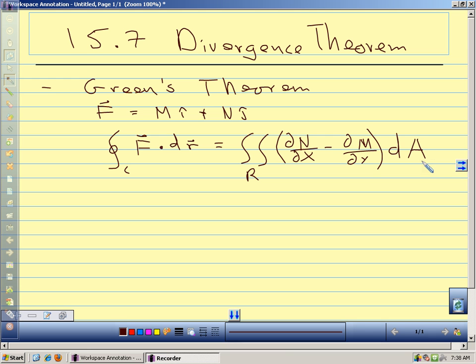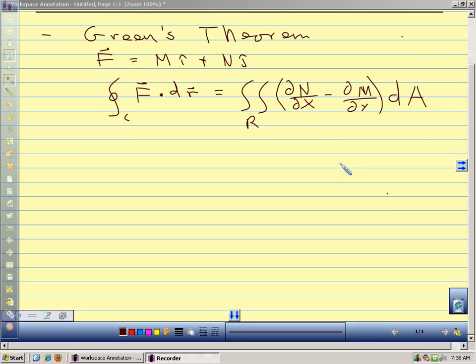And if we had a conservative field, Green's theorem says the line integral around a closed path is 0. We also came up with a way of finding area using Green's theorem. If we could arrange it so that dN/dx minus dM/dy was some constant, then we would just have a constant times dA, and our integral would be some multiple of the area of our region. So we could use Green's theorem to find area.